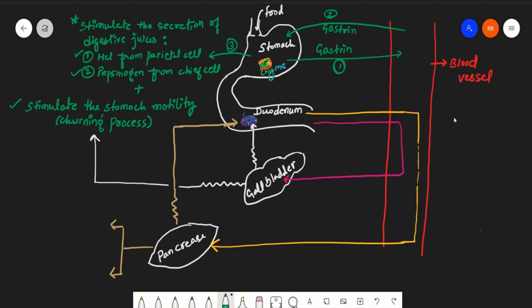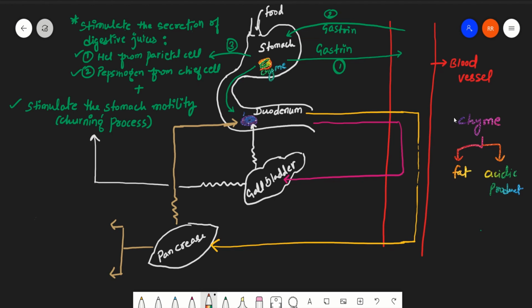So secondly, whenever this chyme enters the duodenum, always remember what chyme is. Chyme is a mixture of fat and acidic product. During digestion in the stomach, this food will be mixed with some of the acidic product like HCl and pepsinogen, and then it will form the chyme.